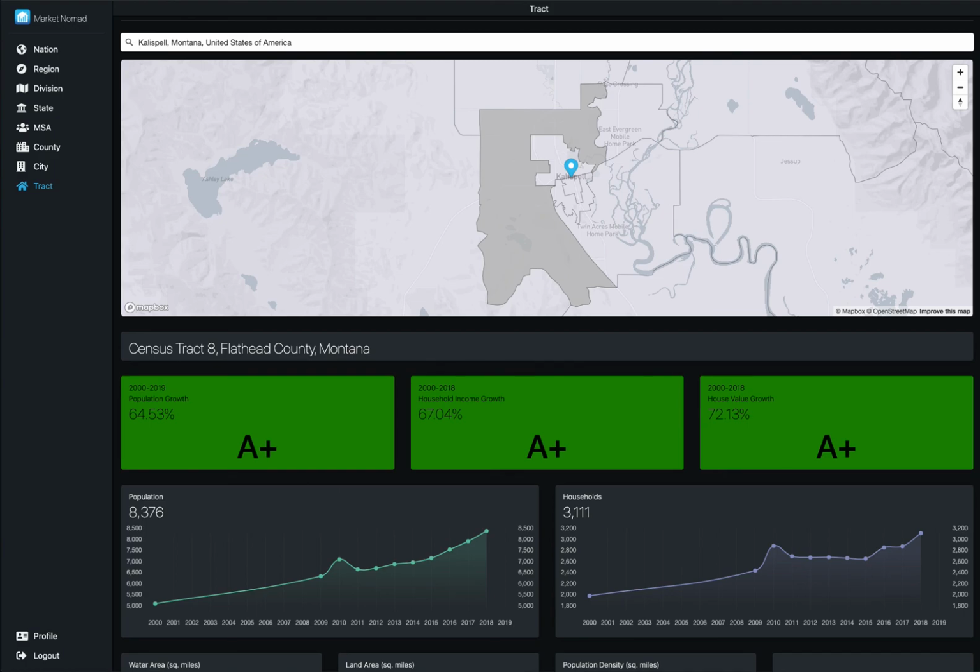Now you might say, I already have a market chosen to invest in. How can this tool help me out? I'm going to quickly grab an address from LoopNet. As a quick disclaimer, I'm not endorsing LoopNet or the property in this address. I am just using this address as an example only.